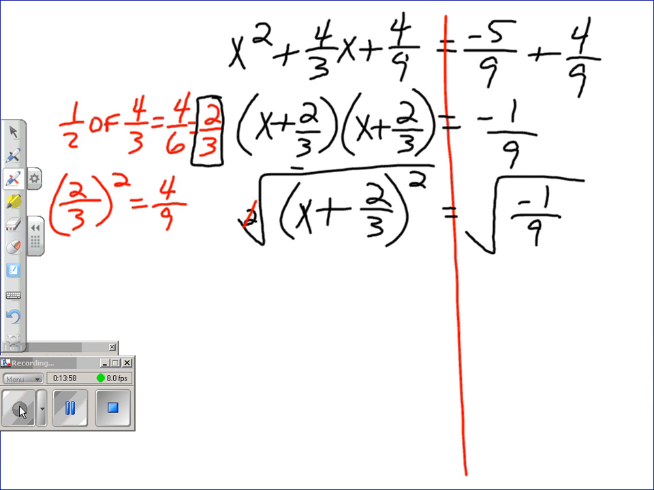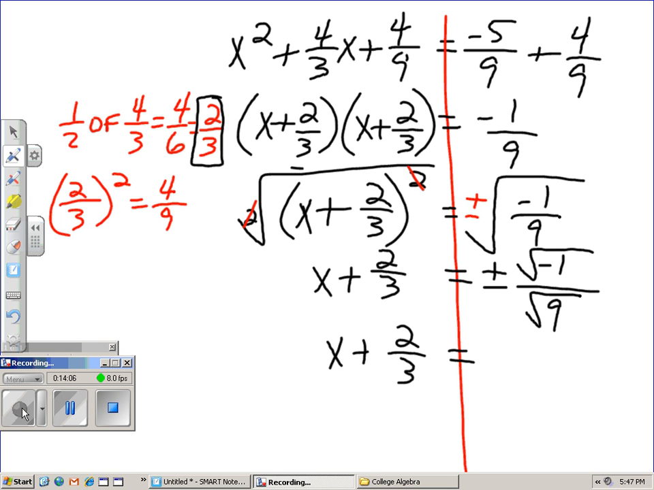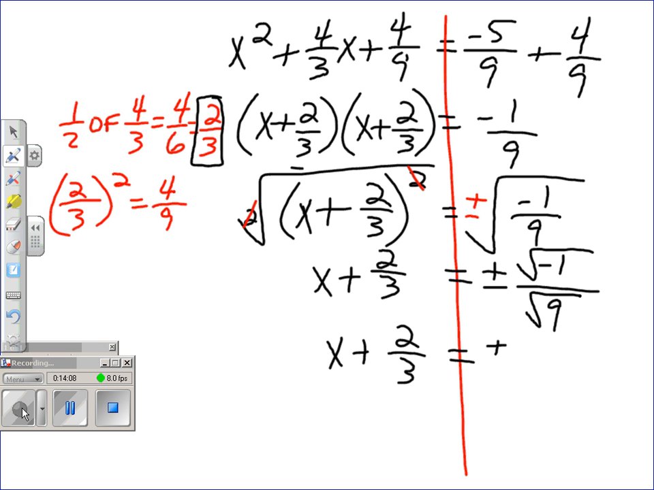Now the square root procedure. So square root cancels a square. Don't forget your plus or minus in front of that one. And don't forget to give each one a square root on that right side there. All right, we've got a little trouble on the right side. I'm going to go ahead and simplify it because it's making me nervous.